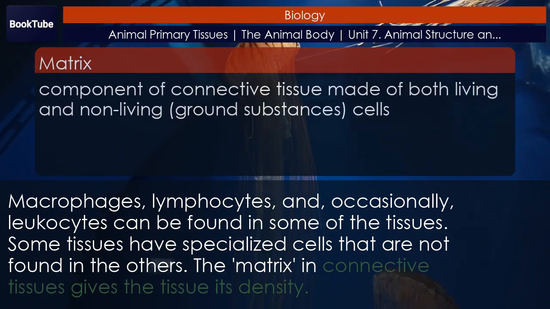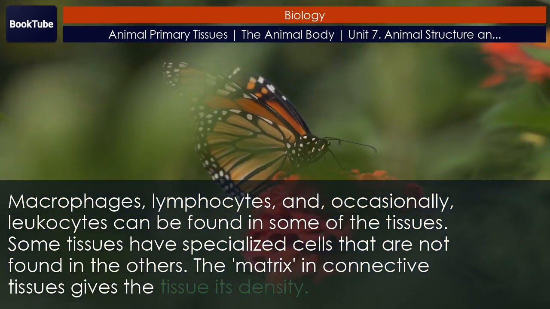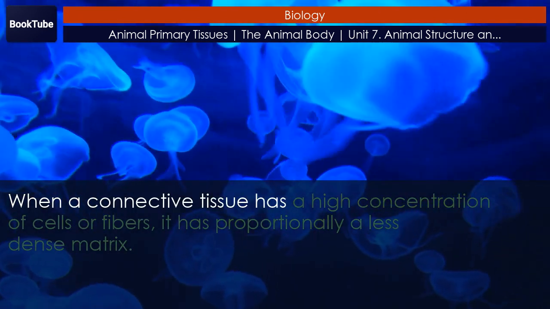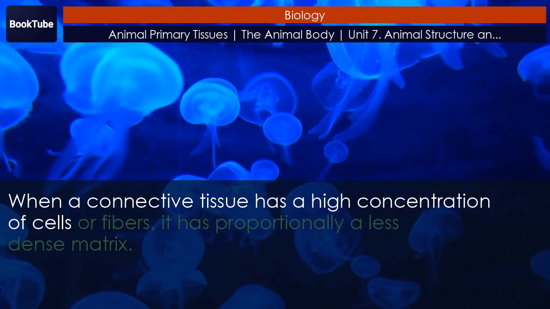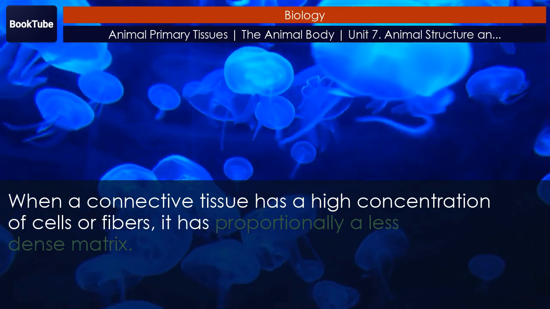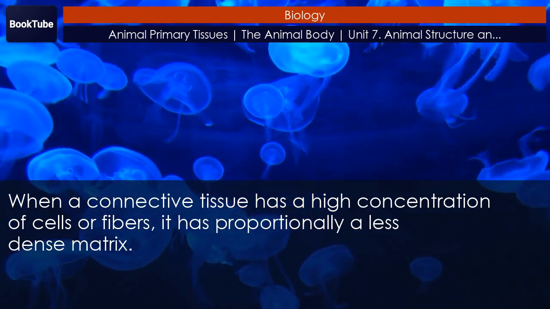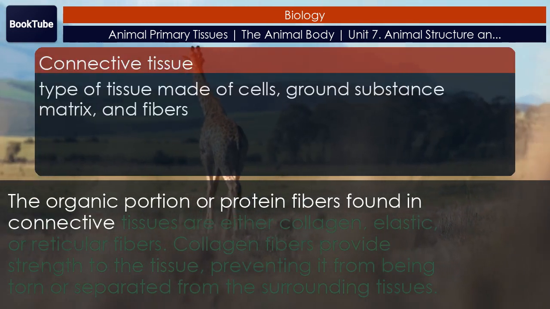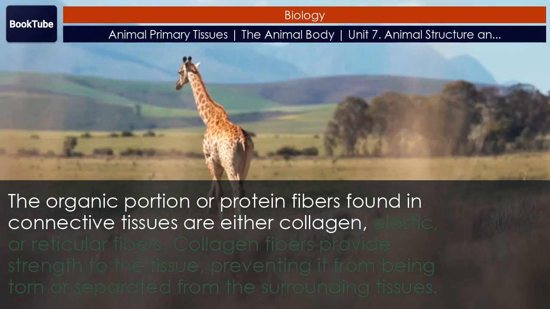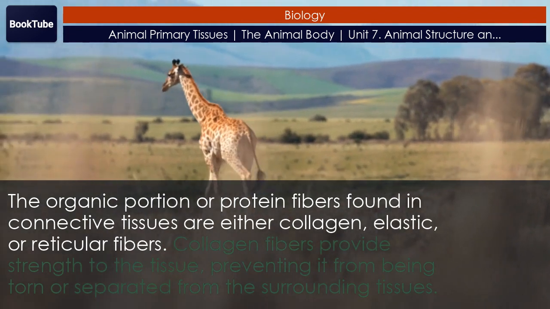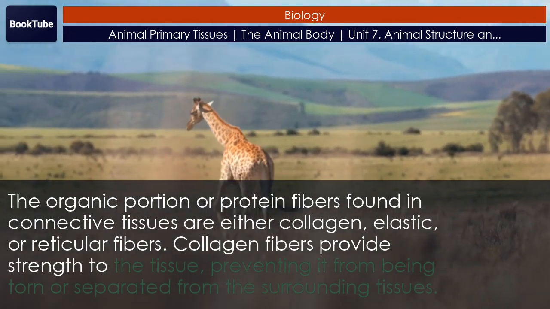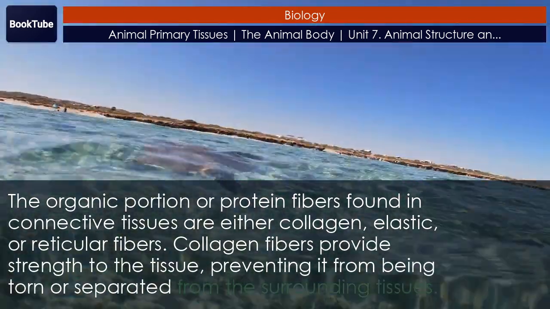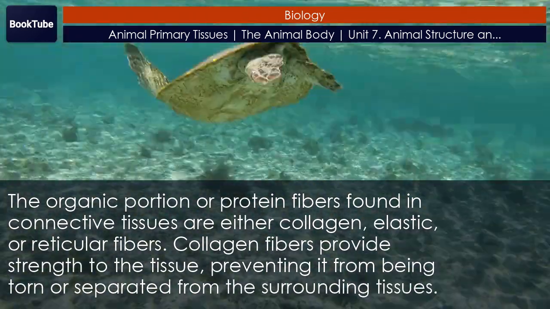The matrix in connective tissues gives the tissue its density. When a connective tissue has a high concentration of cells or fibers, it has proportionally a less dense matrix. The organic portion or protein fibers found in connective tissues are either collagen, elastic, or reticular fibers. Collagen fibers provide strength to the tissue, preventing it from being torn or separated from the surrounding tissues.